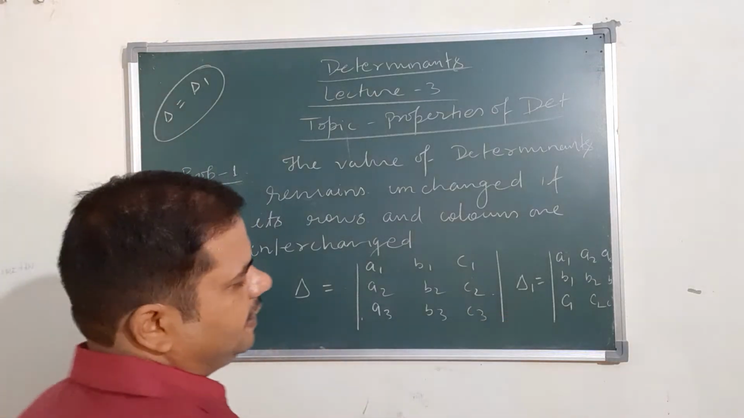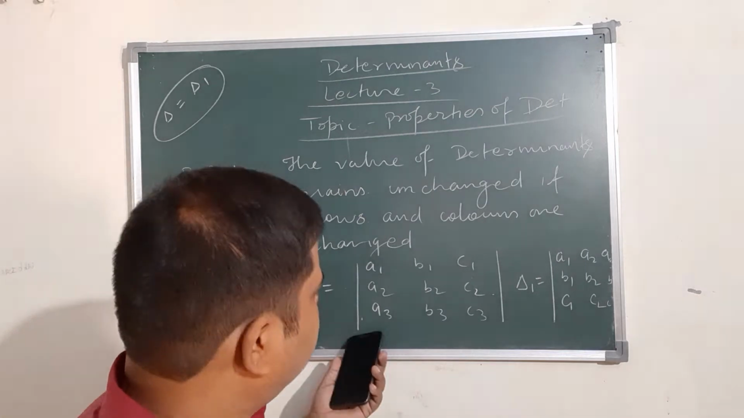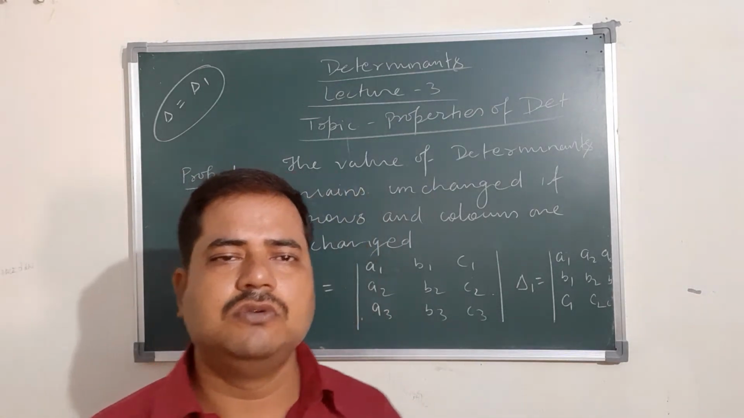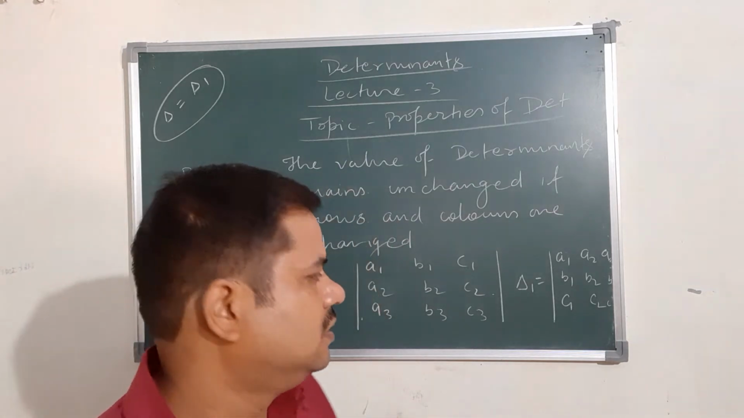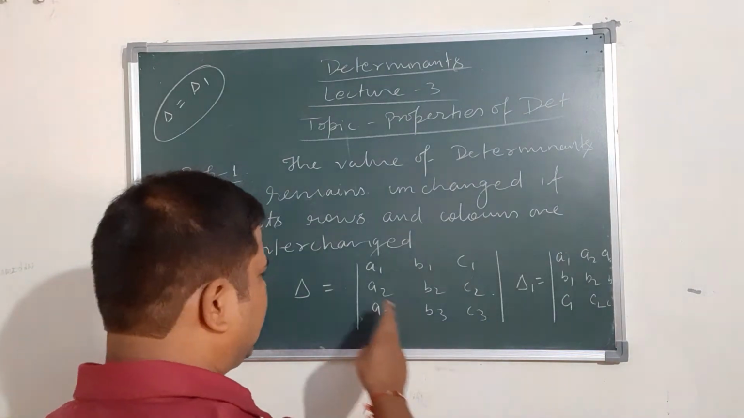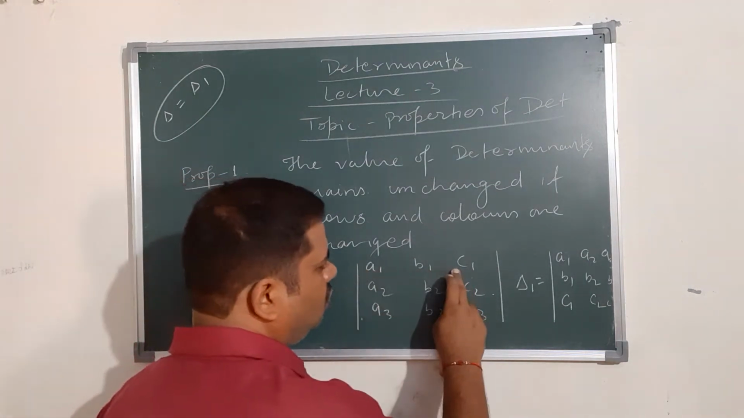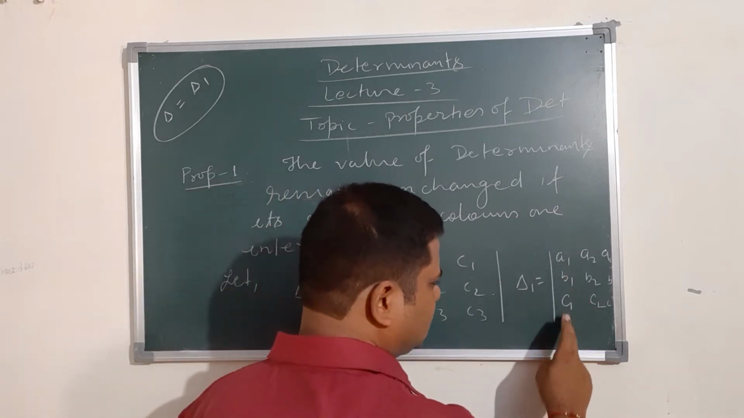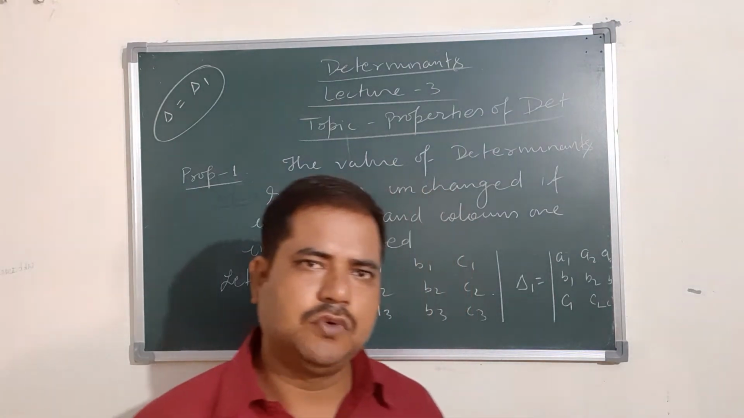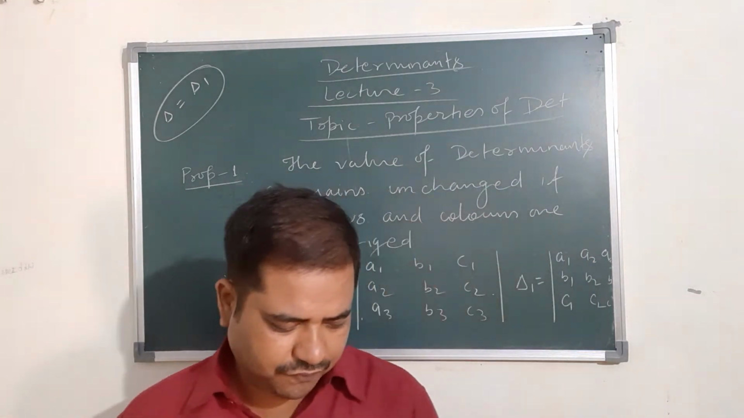If we expand delta and delta 1, as already given in the verification, you will get the same value, there is no change. How do we expand it? We expand this determinant by row and this determinant by column, then obviously you will see they both are equal. So this is property number 1.